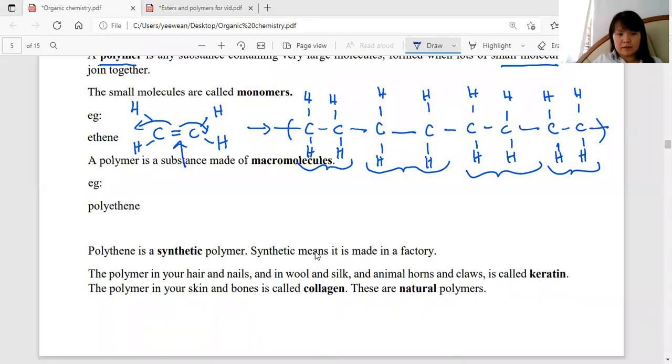So polyethylene is a synthetic polymer, meaning we can make it in the lab or in a factory. And there are natural polymers such as your hair and nails. These are from keratin. And then from your skin and bones, there's collagen. So these are natural polymers. Let's look at some other examples of these addition polymers.